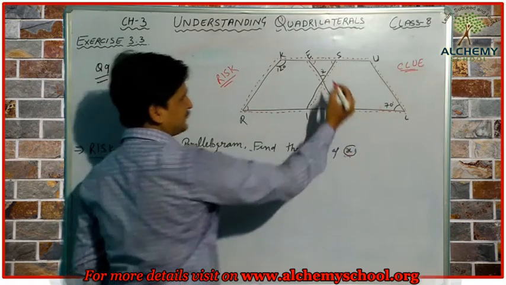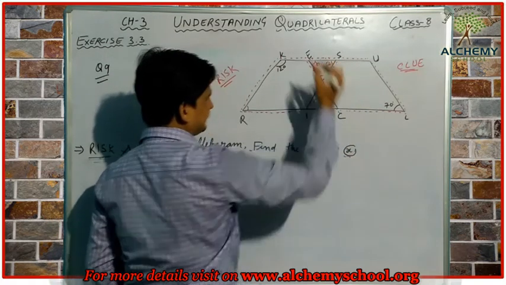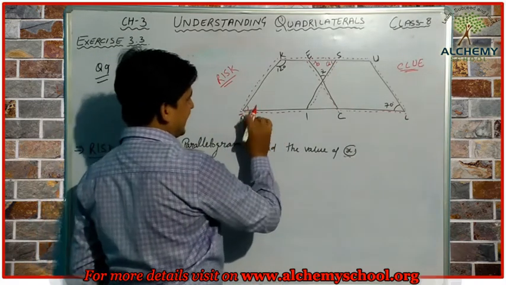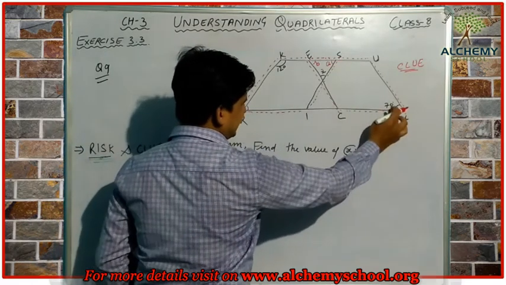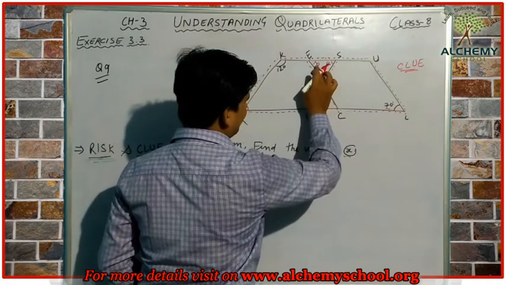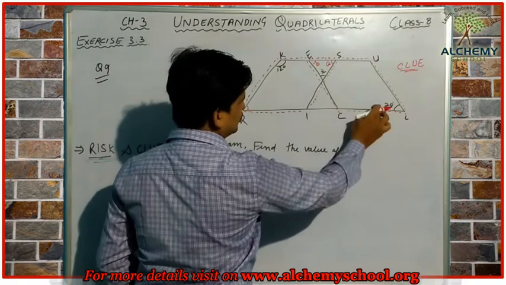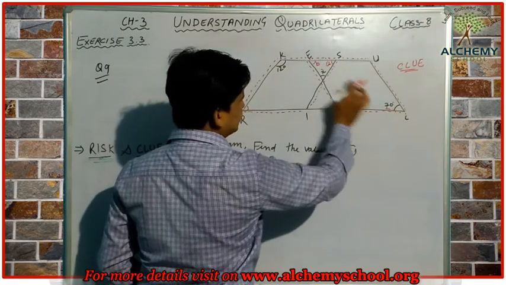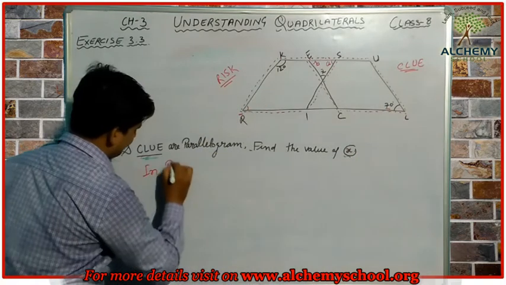First of all, we have to name these two angles. This is angle A and this is angle B. Now when we have the measure of this angle R, we can find the measure of angle A. And we can see we have the measure of this angle, so easily we can write the measure of angle B. The measure of angle B will be equal to 70 degrees because this angle and this angle are opposite angles of a parallelogram.